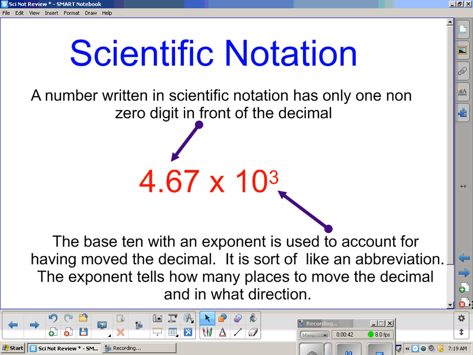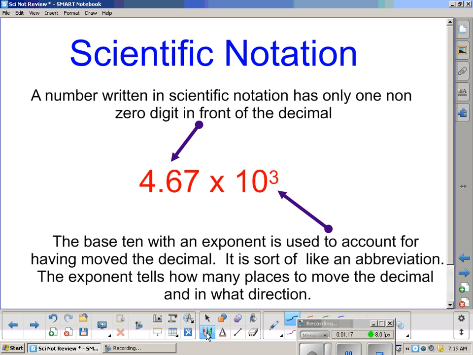Okay, scientific notation. A number that's written in scientific notation has only one non-zero digit, in this case it's the 4, in front of the decimal place. And the base 10, so it'll be times base 10 with an exponent, is used to account for having moved the decimal. It's sort of like an abbreviation. If you get a big word, you abbreviate it shorter. It makes it a little bit easier to write, less time, less space. The exponent tells how many places to move the decimal and in what direction.